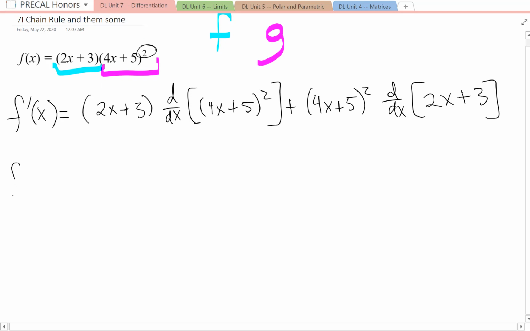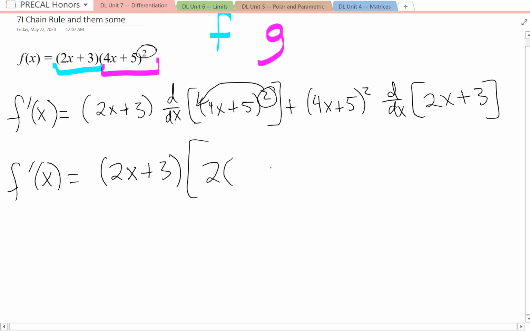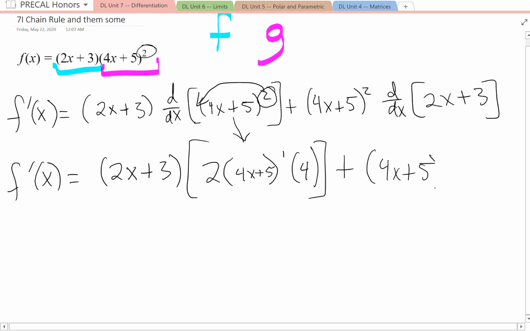Continuing to derive, this one's going to require chain rule because we have a quantity to a power. So the derivative of the outside times the inside times the derivative of the inside. Please don't forget the derivative of the inside. That's just 4 plus this quantity squared times the derivative of 2x plus 3, which is just 2.